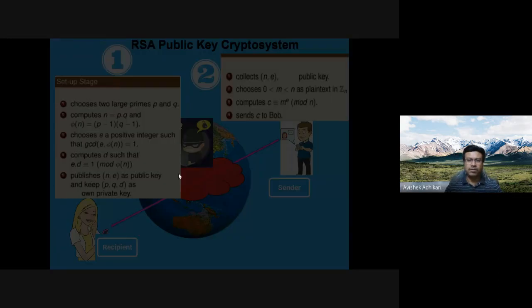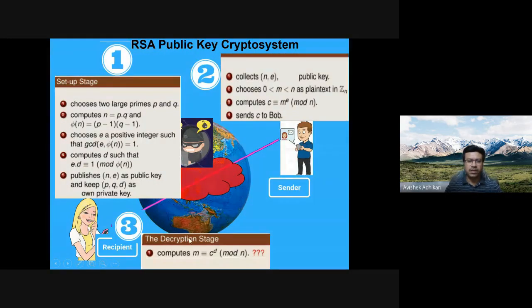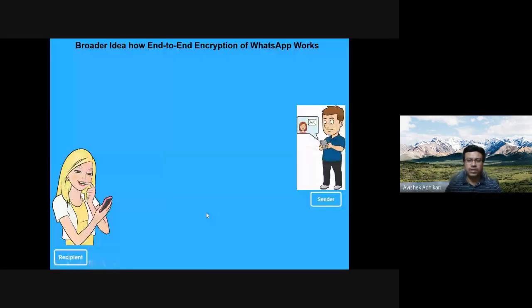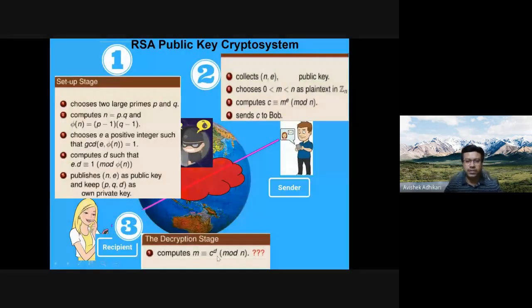And now it will be the turn for the girl. The girl will compute c to the power d modulo n, and that will in turn give her the value of m back. So this is my first homework: you need to find how this is happening. As a simple exercise, I can give you hints: Fermat's little theorem and Euler's theorem, which I taught you in my last class, will be useful. Okay.